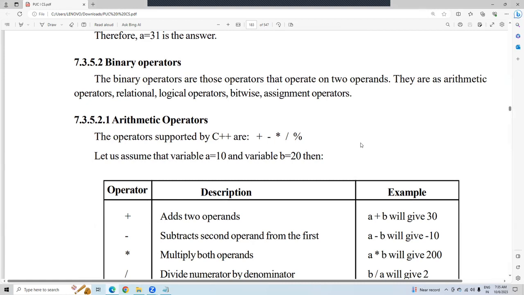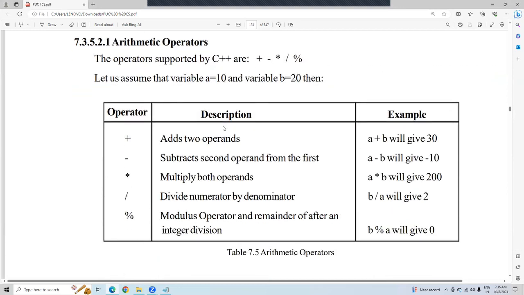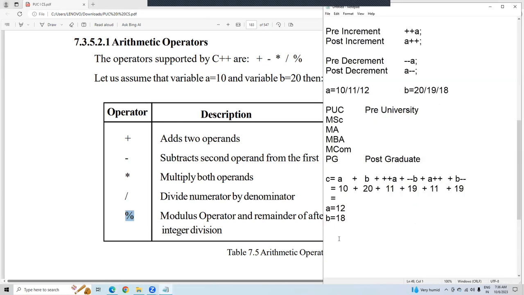There are arithmetic operators, relational operators, logical operators, bitwise operators, and assignment operators. These are all the types of operators. Arithmetic operators are like plus, minus, multiplication, division. In general mathematics, the division operator you write is not there; you have to use this slash only. And this percentage sign is very special. This is called the modulus operator, which is used to get the remainder of the division.